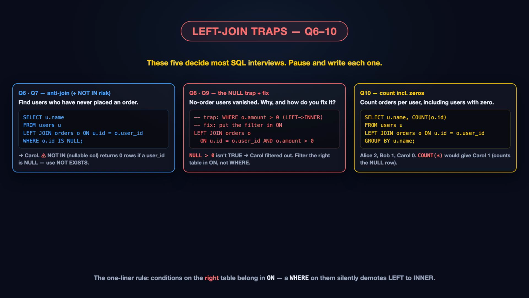Question 10, count how many orders each user has, including the ones with 0, and tell me why count star is wrong. Pause. Select u.name, count(o.id) from users u left join orders o, group by name. Alice 2, Bob 1, Carol 0. Count of o.id ignores nulls, so Carol correctly gets 0. Count star counts the null padded row and would give Carol a phantom 1.